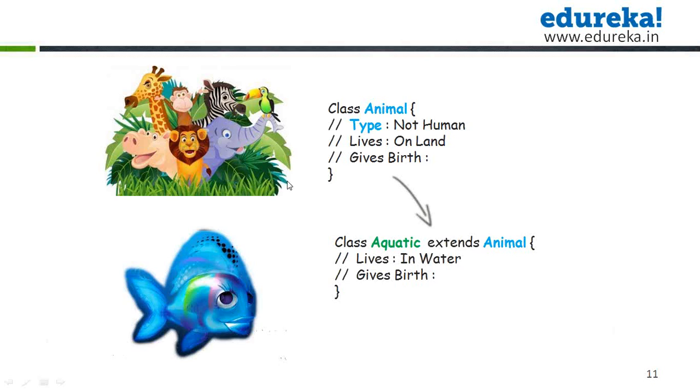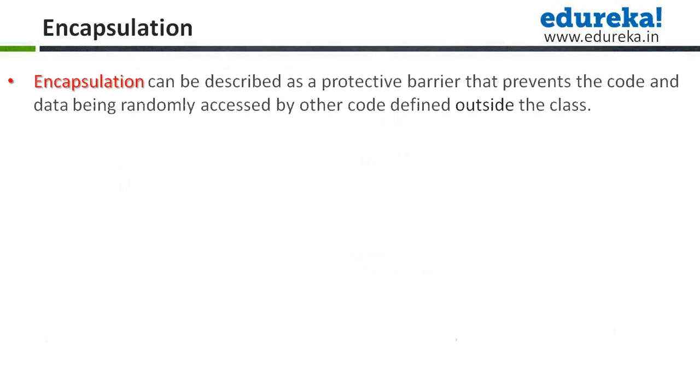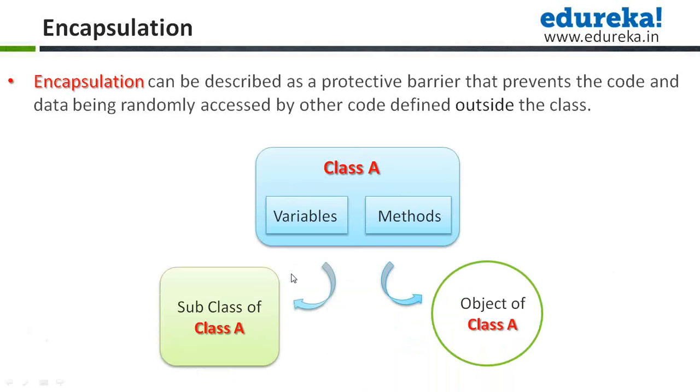Getting back to the presentation, I come to the third feature, that is encapsulation. Encapsulation can be described as a protective barrier that prevents the code and data from being randomly accessed by other code defined outside the class. Mahesh says wrapping of classes and objects. Exactly. This feature is actually saving your code.